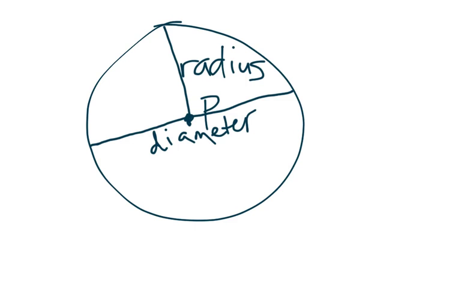If it goes from one side of the circle to the other without passing through the center, it's called a chord. It has an H in it, but the H is silent, so it's called a chord. And there are some other ones we're going to go over, but those are the big ones.